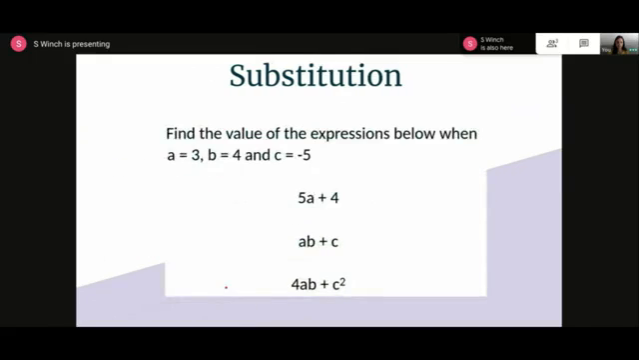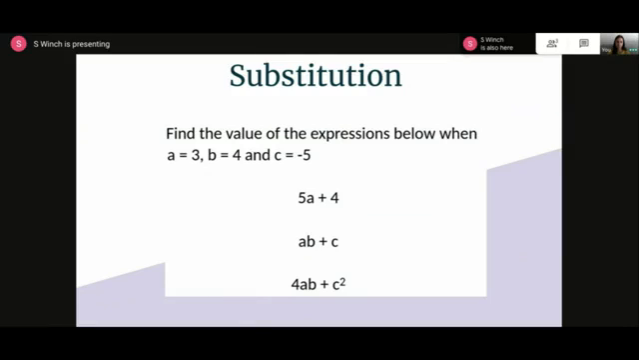Okay, so in terms of substitution, just for the last couple of minutes, if you look at these examples, if a equals 3, b equals 4, and c equals minus 5, let's see if we can work out some of those questions. So for the first one, 5a plus 4, well, 5 lots of 3 is 15, plus 4 is 19. A times b, when a is 3 and b is 4, gives us 12. 3 times 4 is 12.